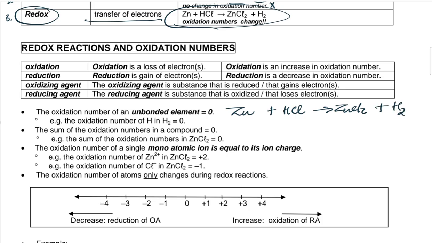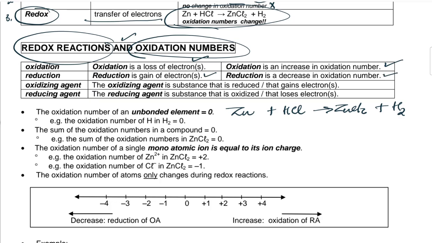So now, oxidation must be loss of electrons, and it must also be in terms of oxidation number. So the redox reaction and oxidation numbers. This one is an increase in oxidation number. I'm going to explain that one. The reduction is the gain of electrons. It must be the decrease in oxidation number.